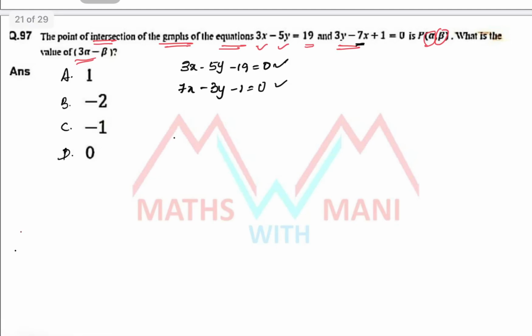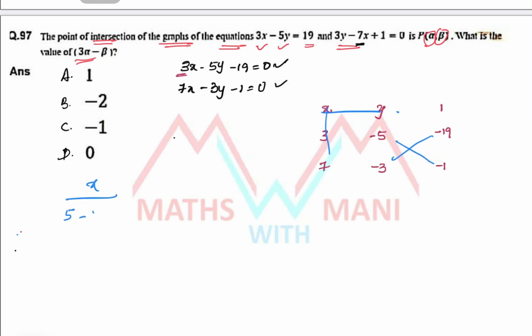You have to take x, y and constant 1. What about the x coefficients? 3 and 7. What about y coefficients? Minus 5, minus 3. What about constants? Minus 19, minus 1. So next what to do? x by, you have to take this row and column. Minus 5 into minus 1, 5, minus of minus 19 into minus 3, that is a minus 57. AD minus BC, that's it.